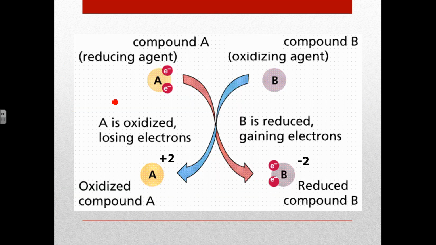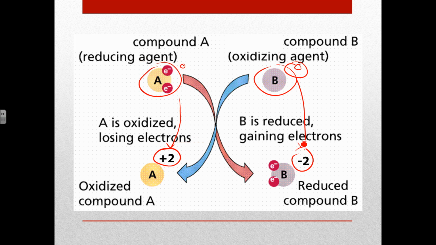Okay, here, we're looking at how those electrons are transferred from one to the other. So let's first take a look at this atom. This atom has a charge of 0, and this atom has a charge of 0. In this reaction, A is going to go to A with a +2 charge. B is going to go from 0 to a -2 charge. So the B is going to be reduced, and the A is going to be oxidized.